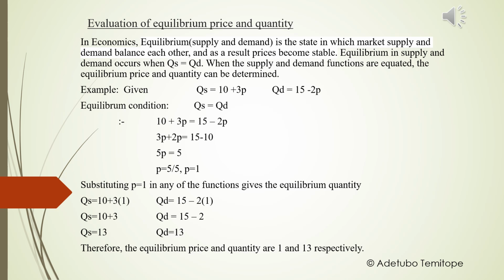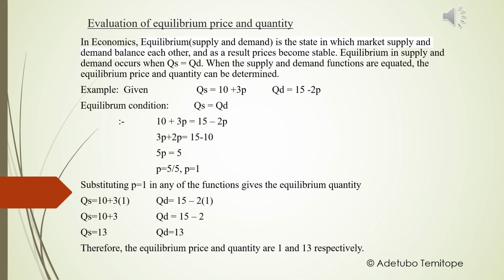Example, we have the supply function and the demand function here, where we have QS equals 10 plus 3P and QD equals 15 minus 2P. The equilibrium condition is QS equals what? QD. Then therefore we can equate 10 plus 3P equals 15 minus 2P. Collecting like terms, we have 3P plus 2P equals 15 minus 10. Then we have 5P equals 5. Then you divide both sides by 5, we have P equals what? 1. That's our equilibrium price.